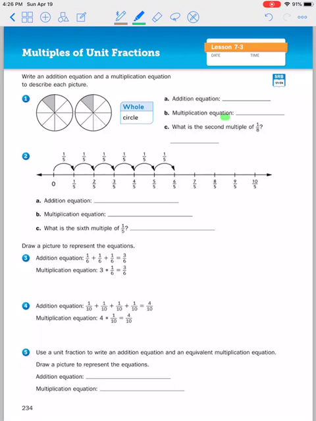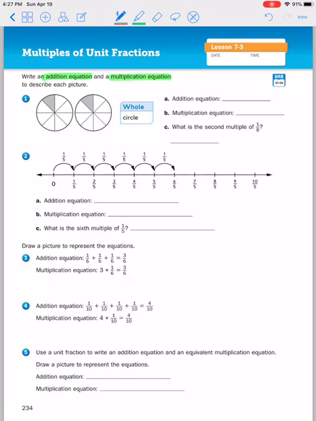Let's get into our math journal pages on page 234 and 235. So let's read the directions. It says multiples of unit fractions. Write an addition equation and a multiplication equation to describe each picture. So let's look at number 1.